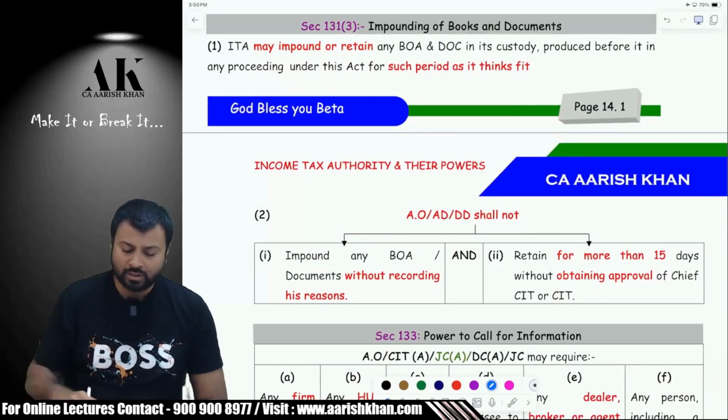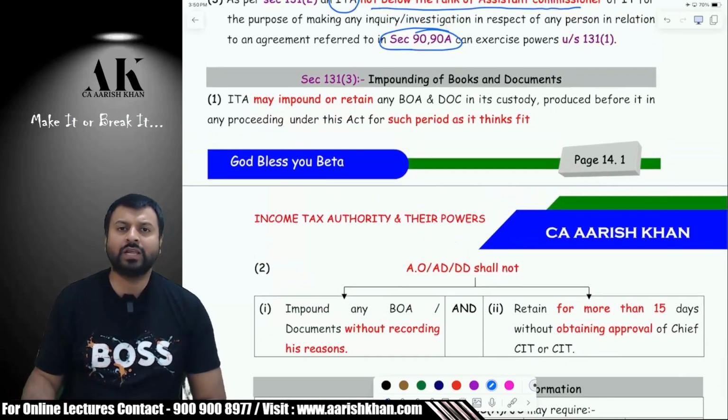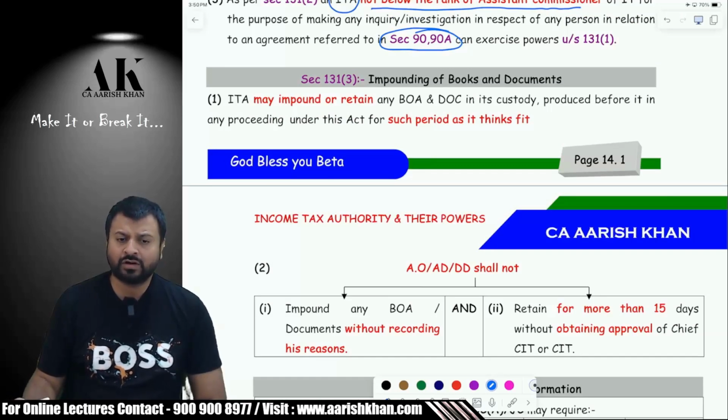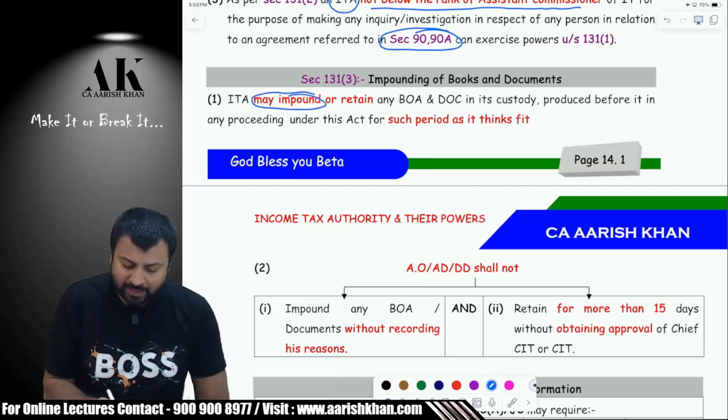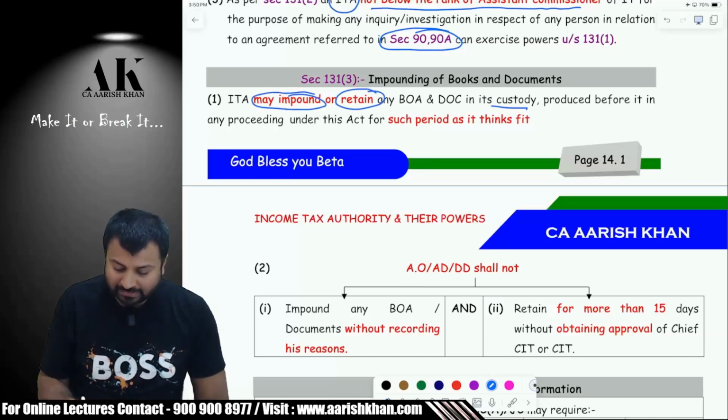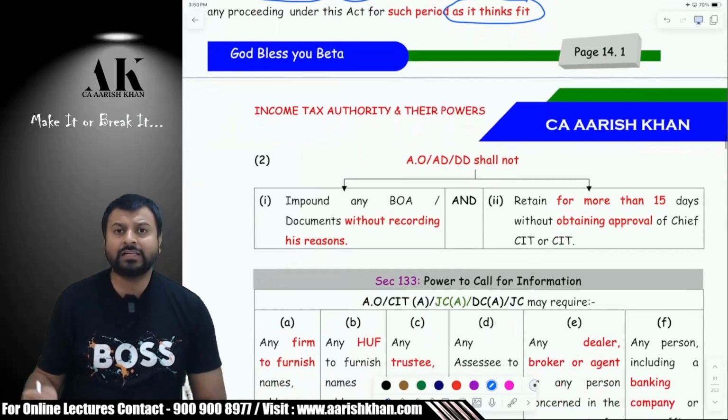Okay. Now next, 131 subsection 3, which talks about impounding of books of accounts. Can the department impound your books of accounts? And if so, for how many days? Yes, the department can impound and keep them in their custody for as much time as they think fit.